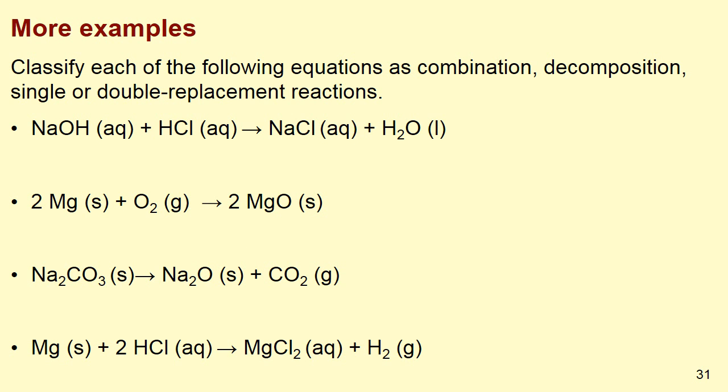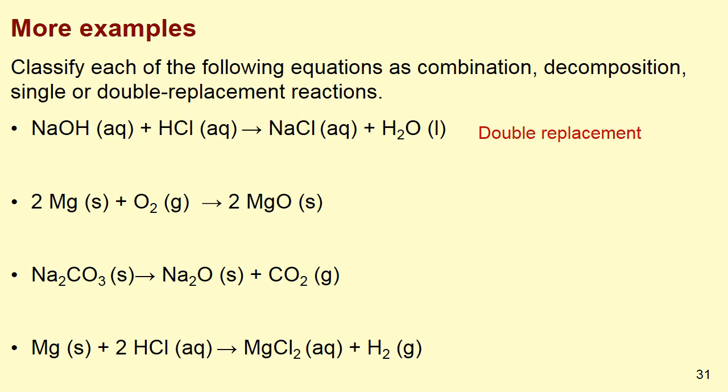Okay, so classify each of these. NaOH plus HCl gives us NaCl plus H2O. That is a double replacement. The OH and the H have combined on the products, and the Na and the Cl have combined, swapped places.